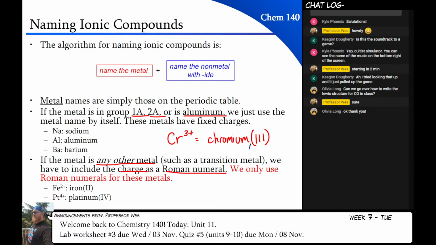Now you'll notice that there is no space between the name and the charge, or the parentheses, I should say. Okay? That's important. When you are typing this into Canvas to answer it on the quiz, do not enter a space after the word and before the parentheses. Put it all as one contiguous thing, as if it were one word, because it's one name.